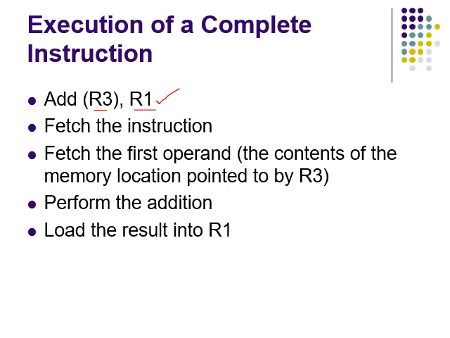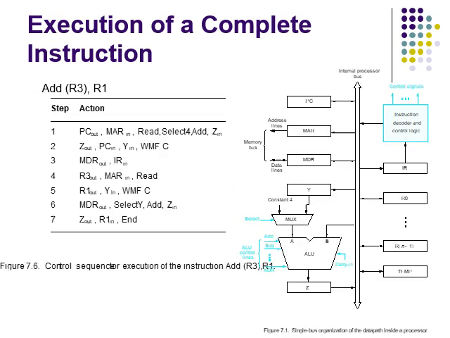First, it will fetch the instruction. Next, fetch the operand, that is the content of the memory location pointed to by R3. Next, it performs addition. Then it will load the result into R1. The figure here shows the sequence of control steps required to perform this addition operation for a single bus architecture. The instruction execution proceeds as follows.